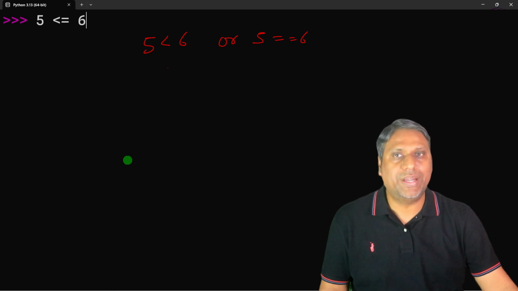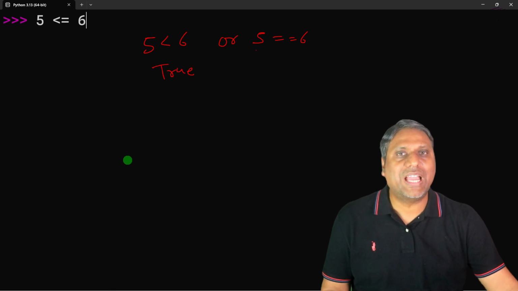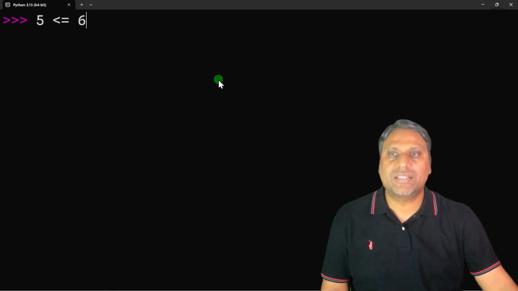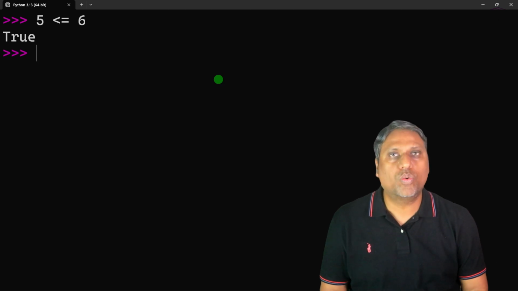So it will evaluate it. It will check 5 less than 6. Yes, so the output is true. Then it will check 5 equal to 6. No, so this output is false. Now, because it is OR, if one of these conditions is true, then the output is going to be true, because one condition was true. That is why the output will be true. Got it? Let's now run it. And we got a true.